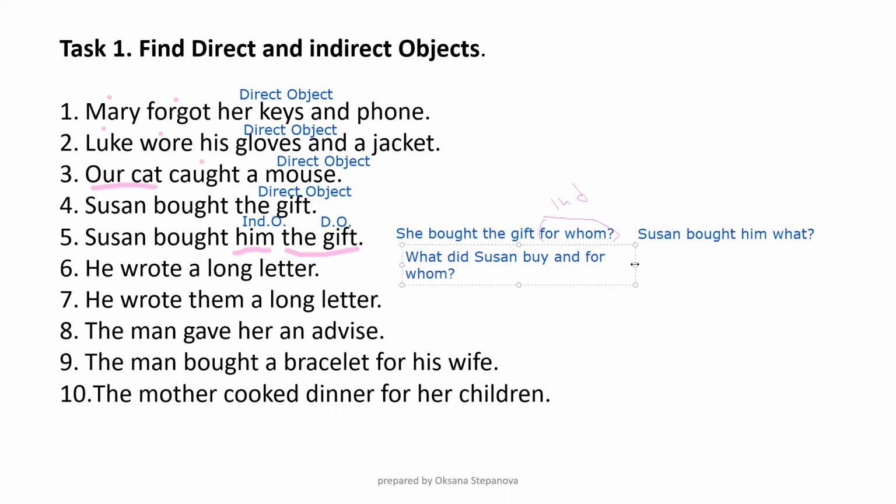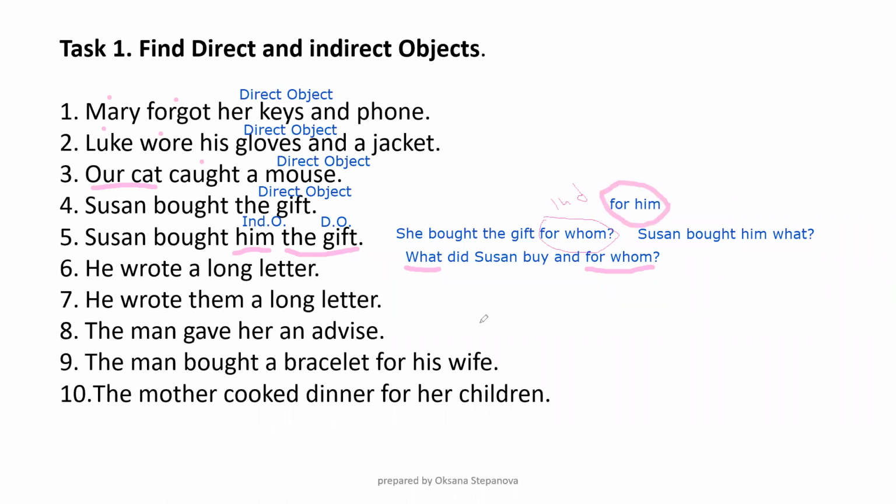So we have two questions in one sentence. If we ask what, the direct object is the gift, and for whom, the indirect object, is for him. For him is the indirect object, right? All right, so I hope this makes some sense.